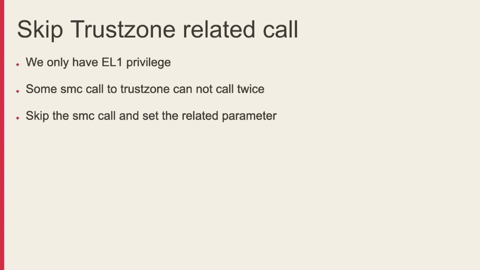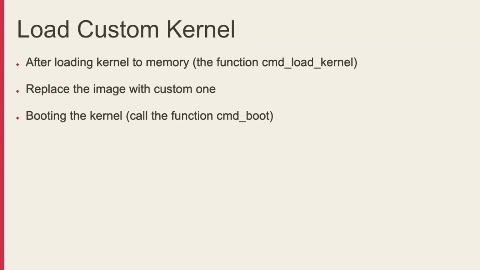But we only get exception level 1 in non-secure world. Some data in TrustZone is already initialized. We cannot init it twice. Therefore, we must skip the TrustZone related code to keep TrustZone stable. And we continue the booting process until loading the kernel to memory. In this step, we replace the kernel image with a custom one.